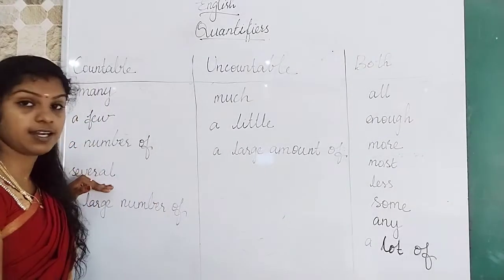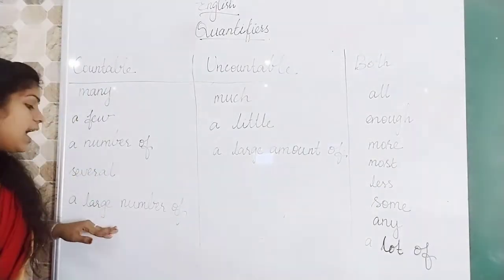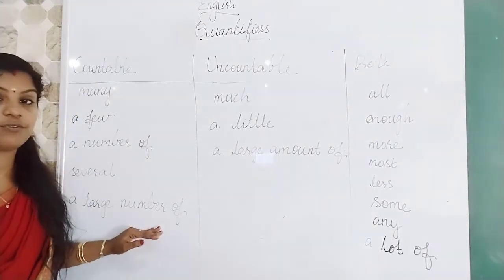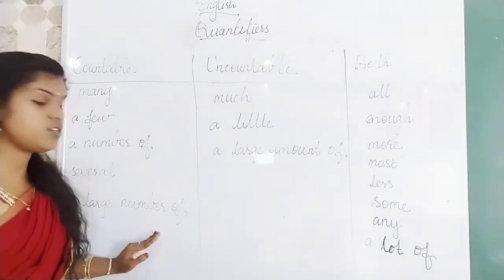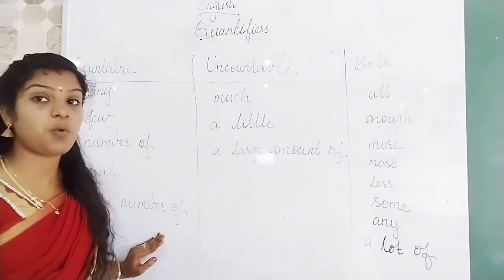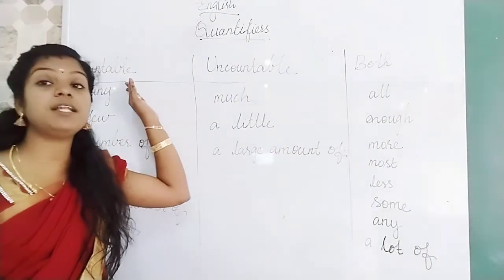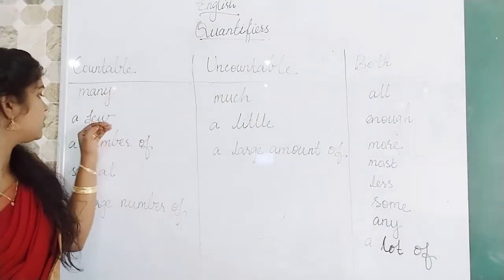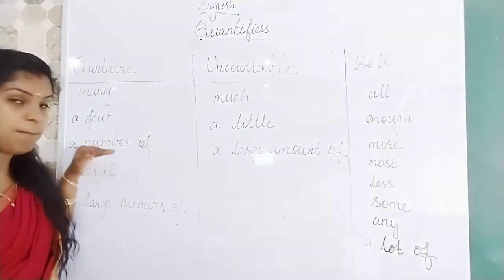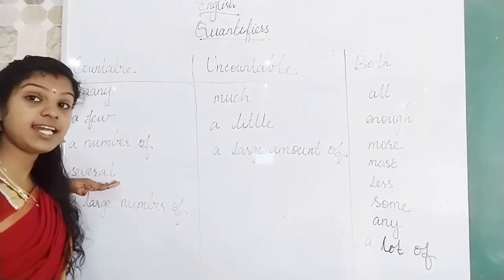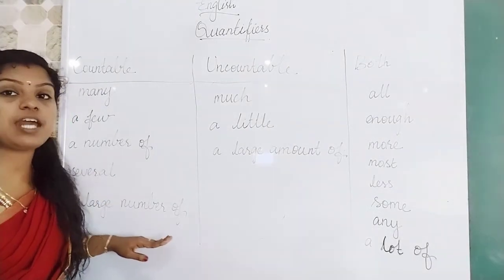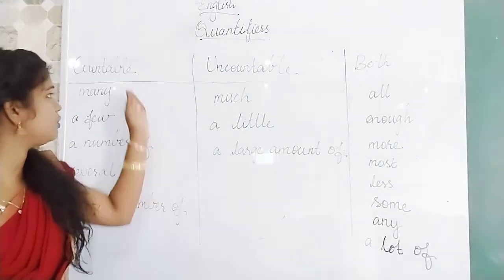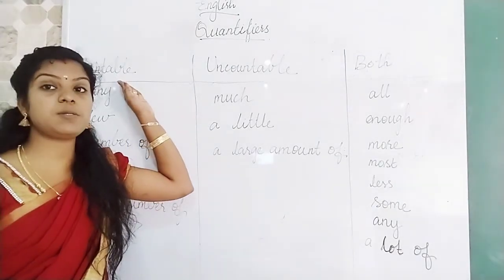Several. Got it? Then a large number of. These are the quantifiers we have to use only for countable nouns. What are they? Many, a few, a number of, several, a large number of. These are the quantifiers we have to use only for countable nouns.